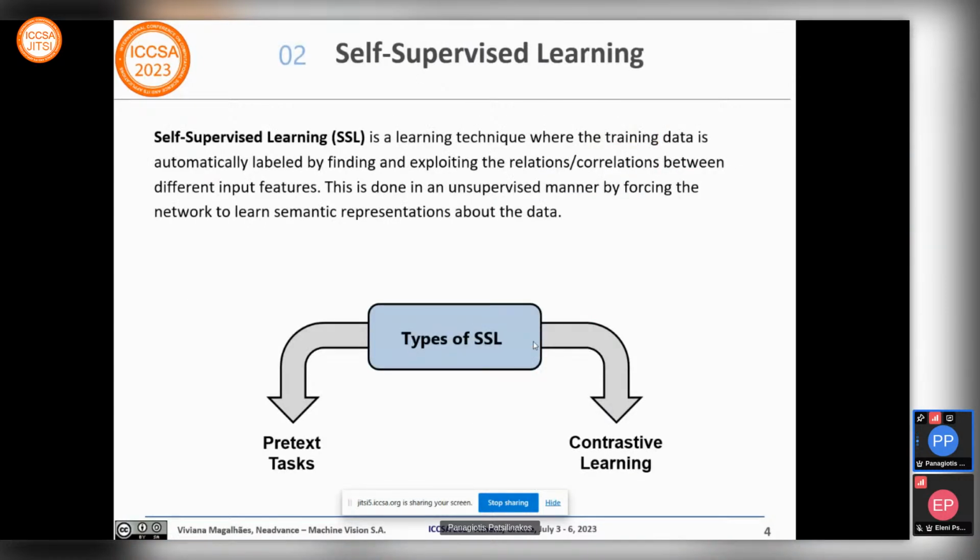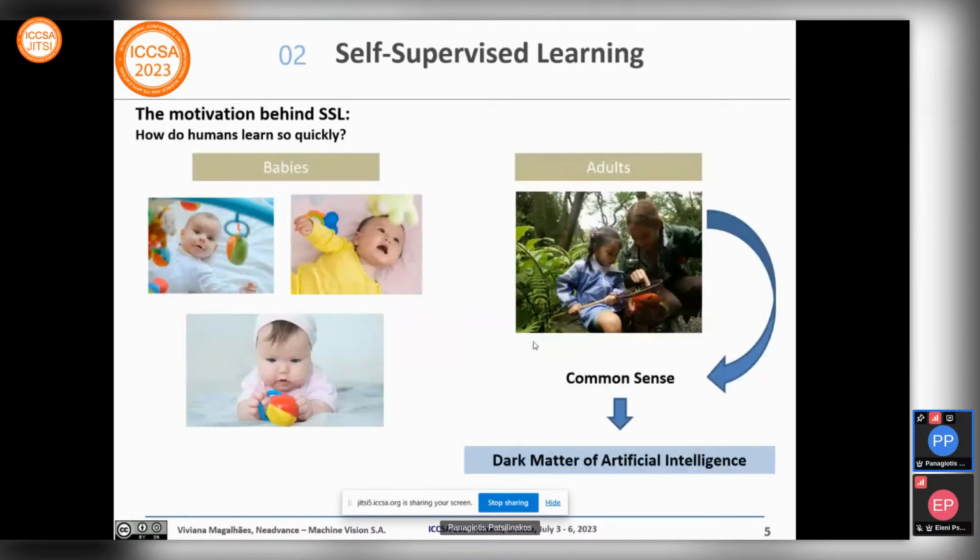So what is self-supervised learning? It's a learning technique where the data is automatically labeled due to the relationships between the images, the similarity that they have. And due to that similarity, they can divide them into the space without needing to label it. And in this way, it learns a lot of semantic and high representations of the data. There are two types, pretext task and contrastive learning. I will speak very shortly about each of them and then pass to the model used.